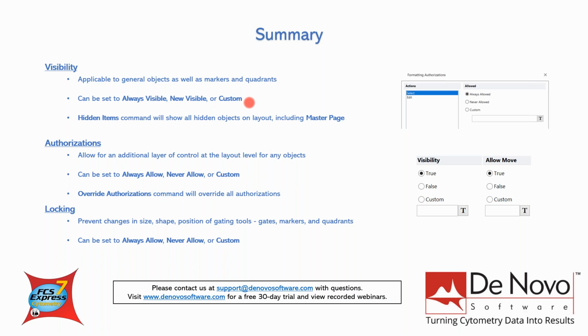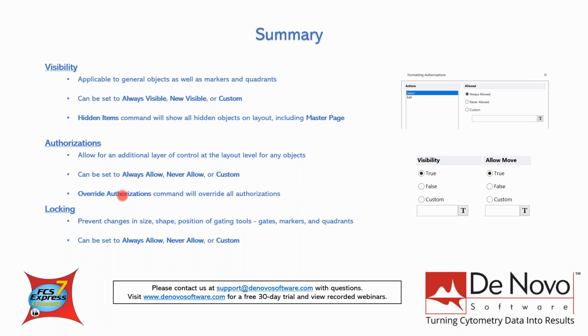And we also have our custom statements that evaluate to true to allow an object to be visible, and false to prohibit that object from being viewed. And we can always override those settings by using the hidden items command. Similarly, for authorizations, we can control when an object can be selected and how it can be selected or edited. And we use similar rules, again, always, never, and custom, to determine when objects are able to be edited. And we can override those settings by using the override authorizations command, so you always have the ability to edit and manipulate the objects on your layout.